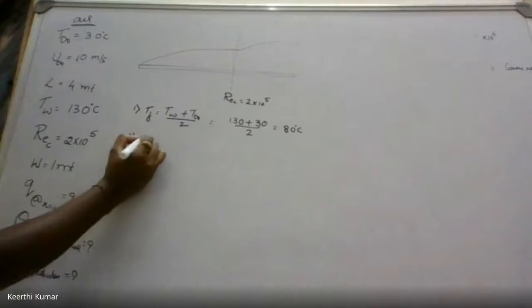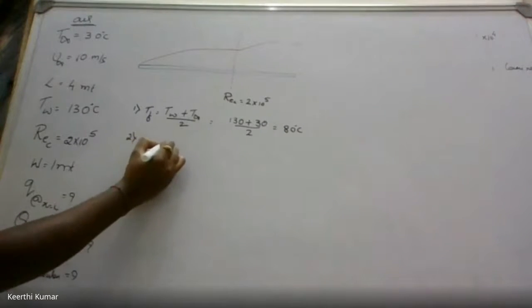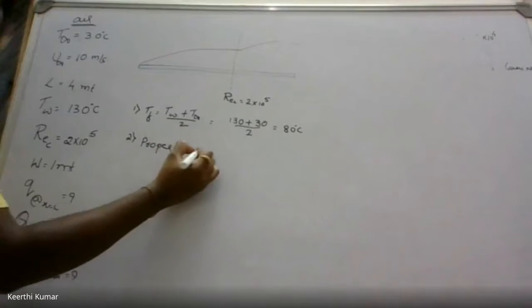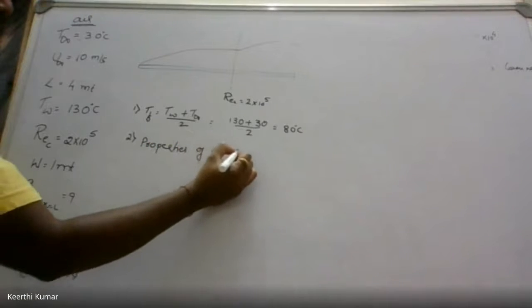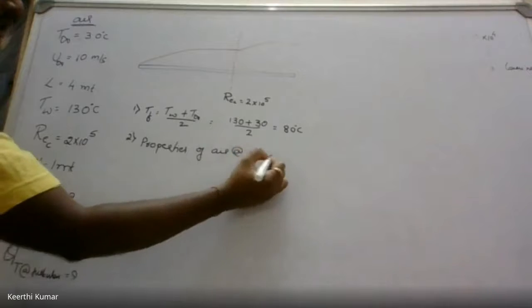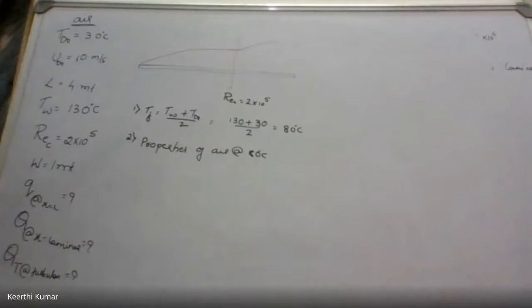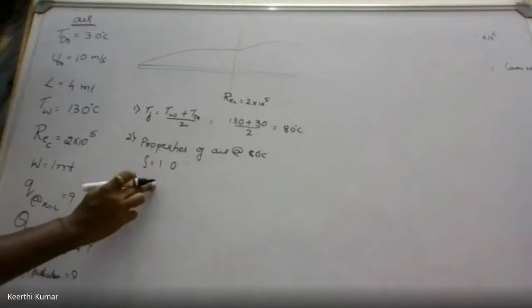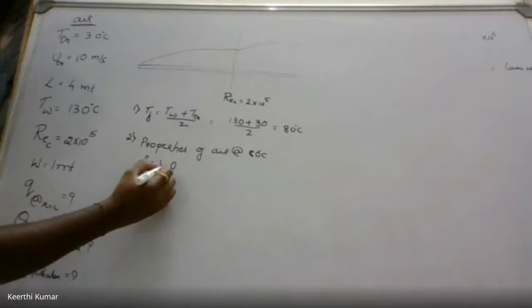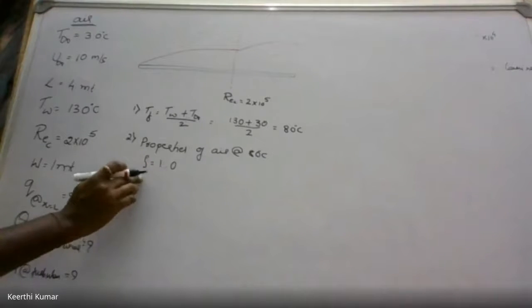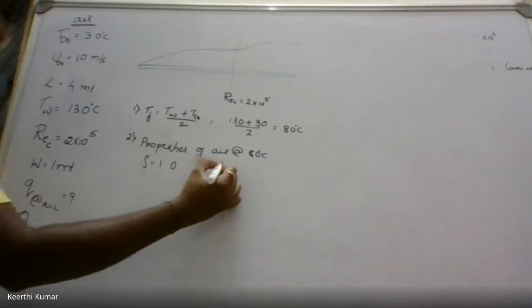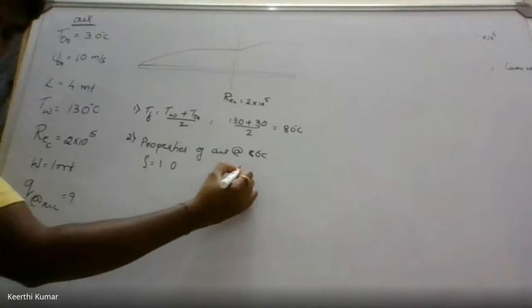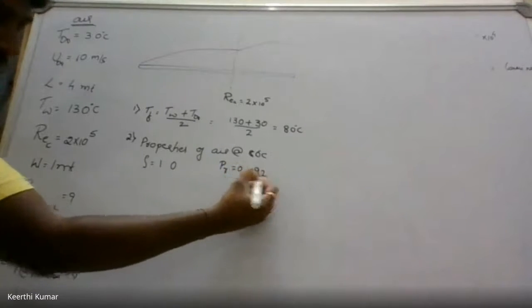The second point is to take the properties of air at 80 degrees centigrade. What are all the properties we are supposed to take? I'll write here. Rho is equal to 1.0. You check from the data handbook, don't just believe the answer I am writing. I explained how to check. Pr is equal to 0.692.